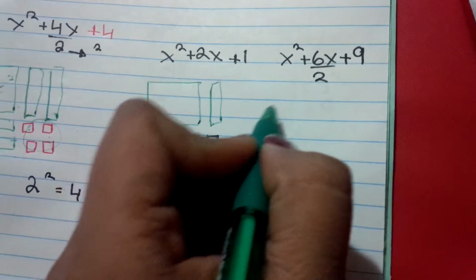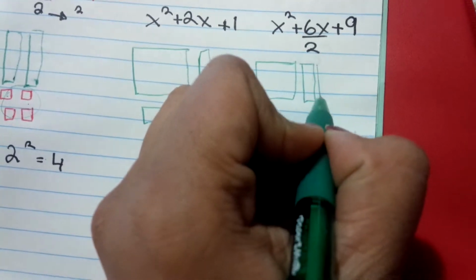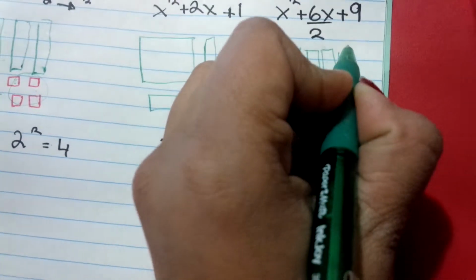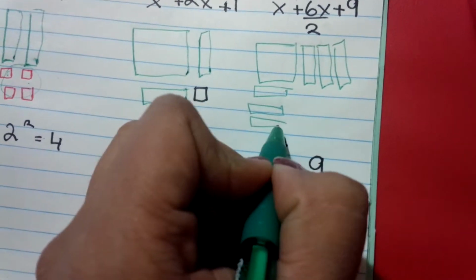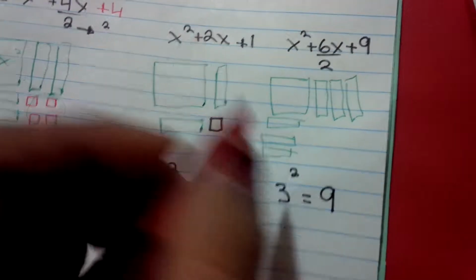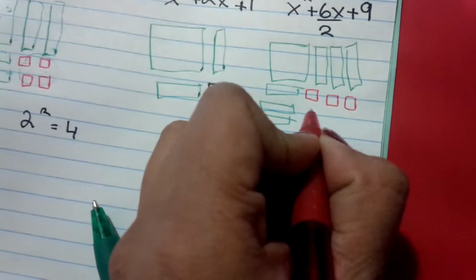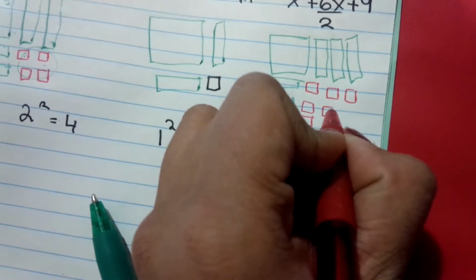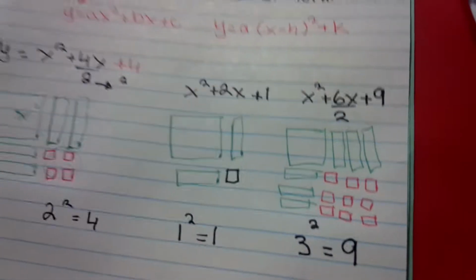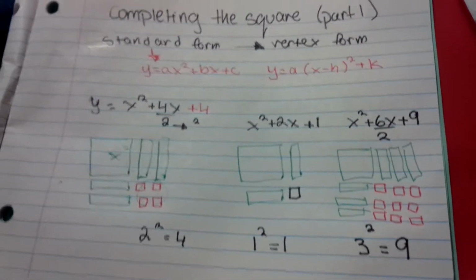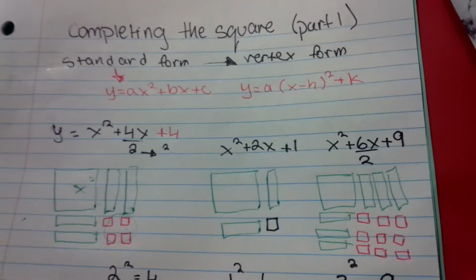Okay, so x squared plus 6x. So let's draw x squared plus 6x. So 1x, 2x, 3x, 4x, 5x, 6x. Okay, so that means we still have space. So let's fill it in and see how many tiles we get. So 1, 2, 3, 4, 5, 6, 7, 8, 9. Well, what do you know? Our theory was right. So now that we know how to find the c value, we know how to change it from standard form to vertex form.